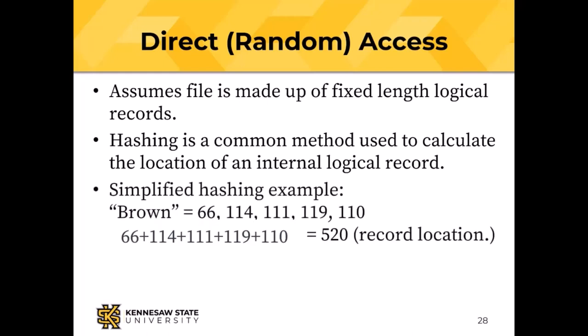So here's a simple hashing example. If I look up the ASCII values for BROWN, they're 66, 114, 111, 119, 110. I add them all together and I get 520. I would put the record for Brown at location 520. And now if I want to read the record for Brown, I can compute using the key, the name in this case, I can compute 520 and go straight to that record.